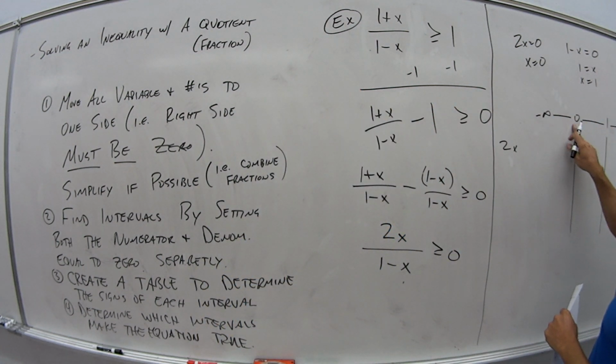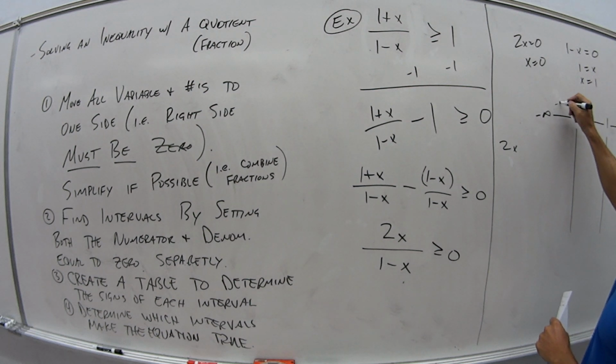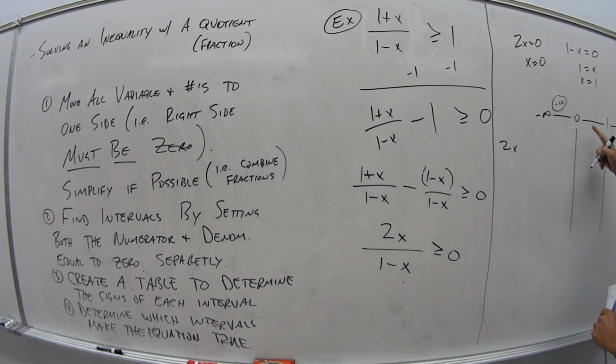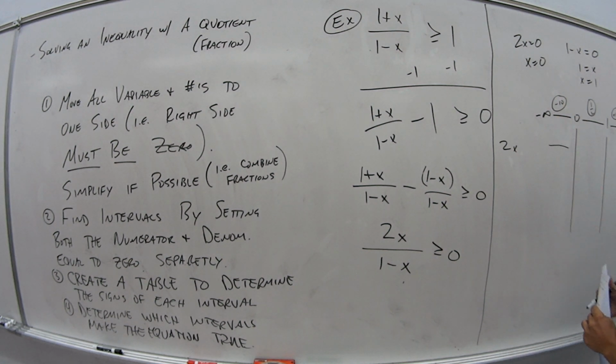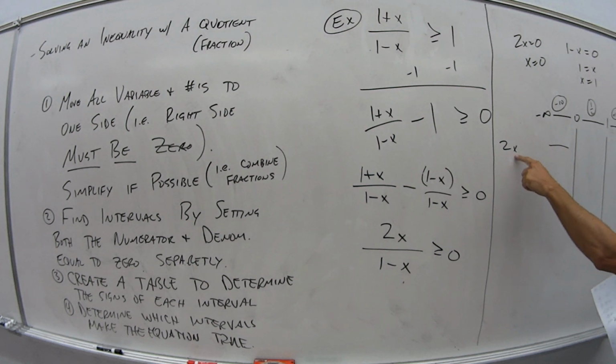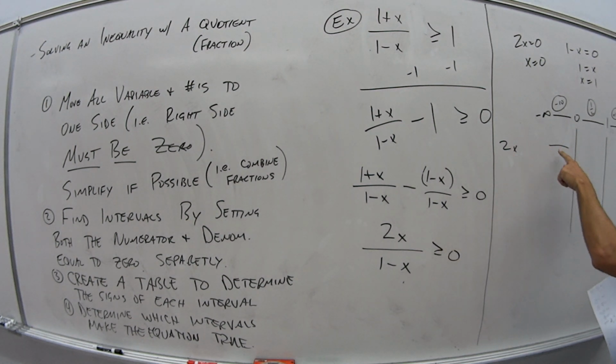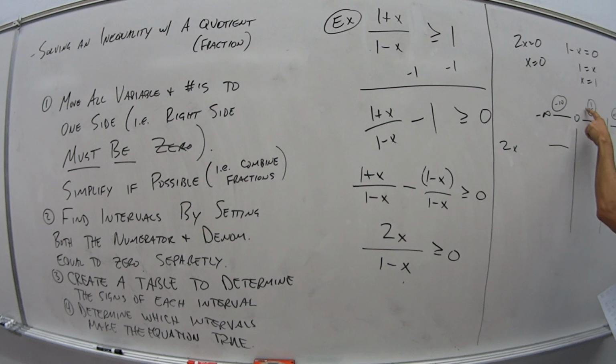So what I suggest doing is pick some numbers in here. What's the number between negative infinity and 0? How about negative 10? How about between 0 and 1? Well, let's go with a half. How about from 1 to infinity? Let's go with positive 10. So if x is negative 10, 2 times negative 10 is a negative number. It means in this interval, the numerator, the 2x, is negative. If x is positive half, this is positive. If x is positive 10, this is positive.